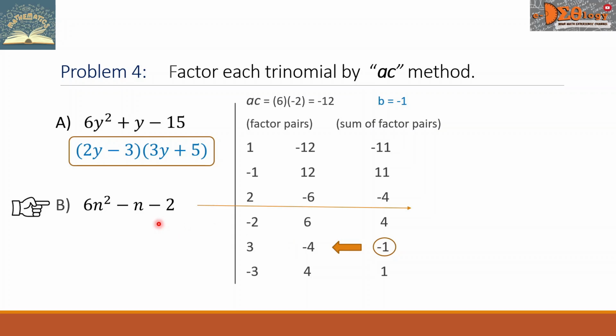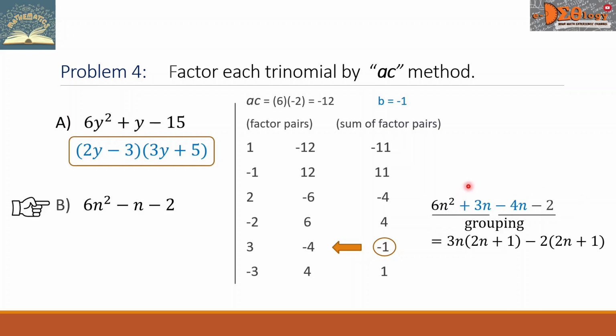Next step, we copy again the original problem, except in the middle term, we split this -n using our factor pair 3 and -4. So it becomes like this, the 6n squared, and then the -n becomes plus 3n minus 4n. And then we copy also the -2. And from here, we will do factoring by grouping. We group the first two, we group the last two.